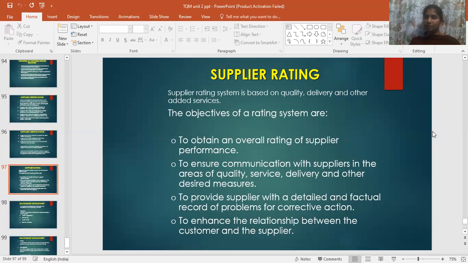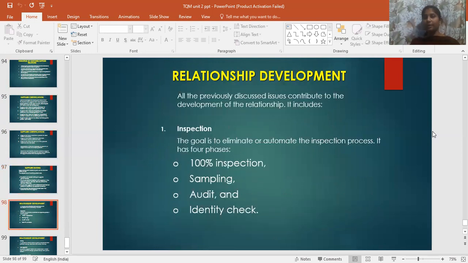The supplier rating system is based on quality, delivery, and other added services. So what are the objectives of a rating system? To obtain an overall rating of supplier performance, we need this rating system. To ensure communication with the supplier in the areas of quality, service, delivery, and other desired measures. To provide the supplier with a detailed and factual record of problems for corrective action. To enhance the relationship between the customer and the supplier.